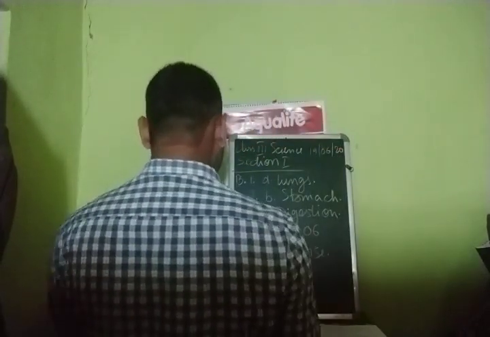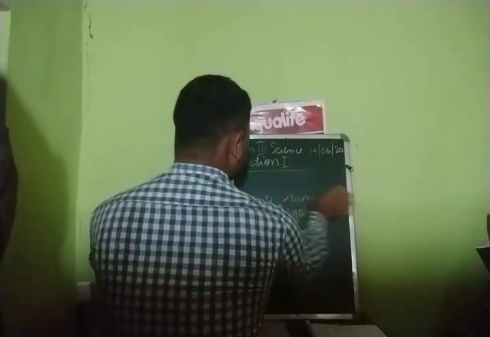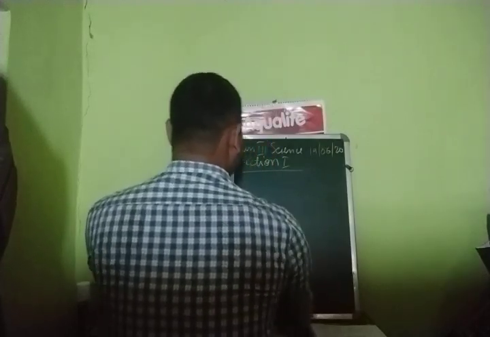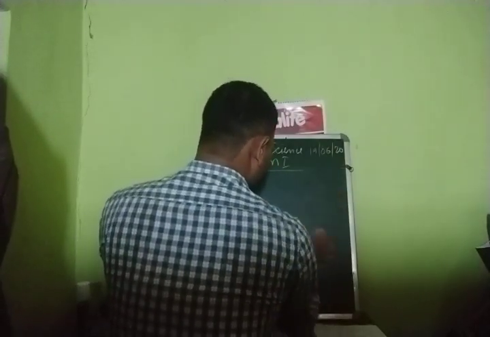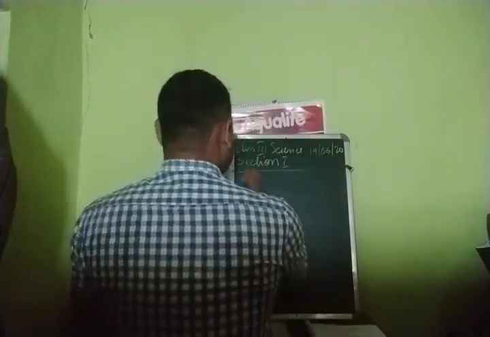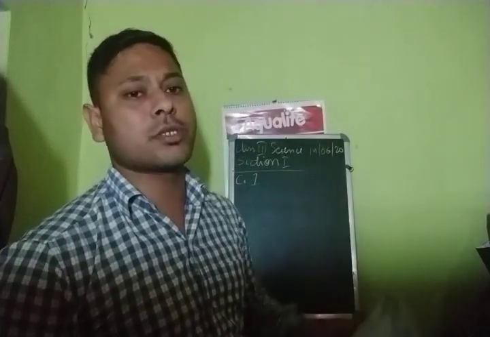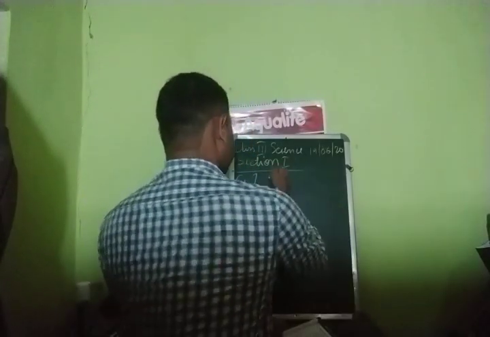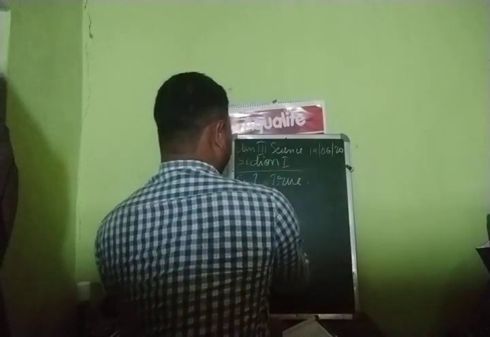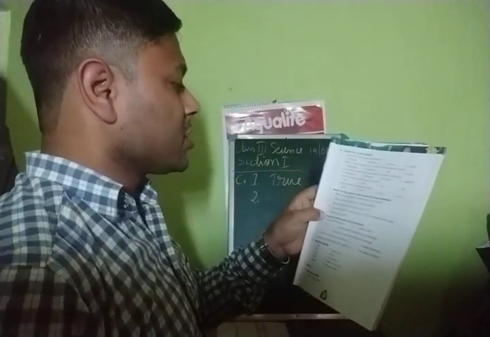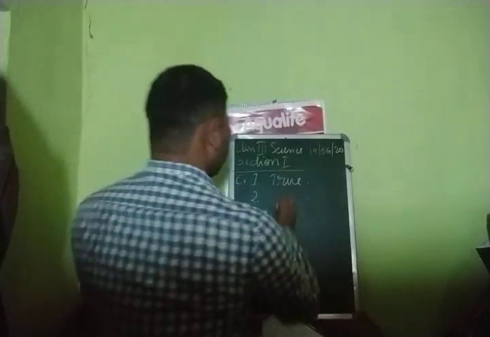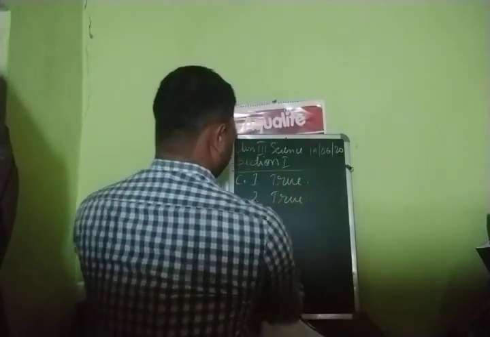Right? Now, we are going to do true or false. Point number C. Whichever question is true, you don't have to write the next answer. Whichever is false, you have to write the correct answer for it. Number 1. The brain sends the message to different parts of the body. Yes, it is true. Next, point number 2. The process of breathing in is known as inhalation. This is also true.